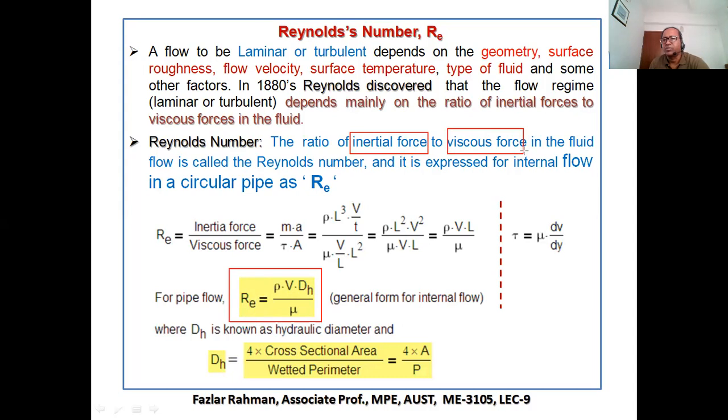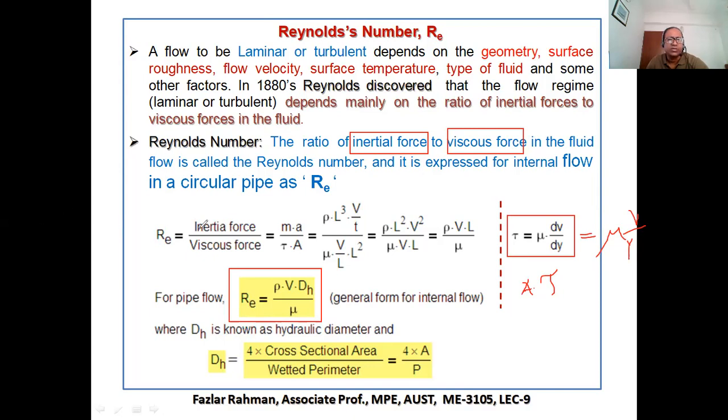So what is the inertia force? It comes from Newton's second law, F equal to ma. That is the inertia force. And the viscous force comes from the Newton law of viscosity, tau equal to mu dv by dy, right? If you multiply this tau by area, tau into area, then you will get the viscous force. Now this equation I can also write as tau equal to mu V by y.